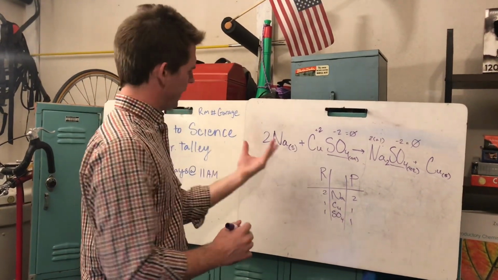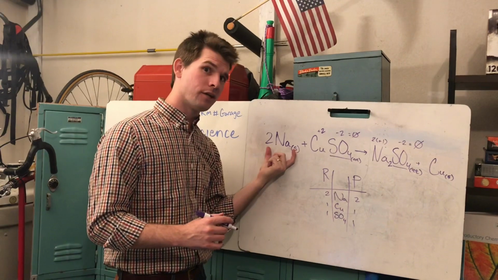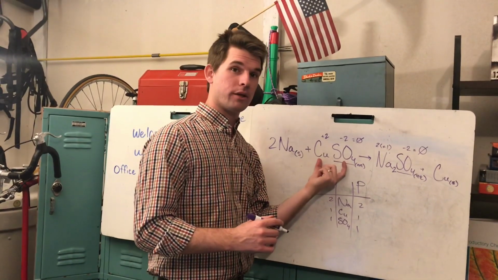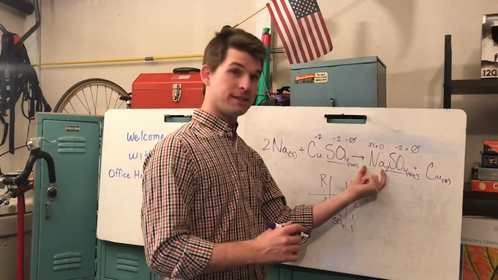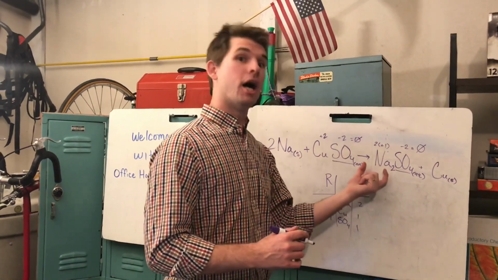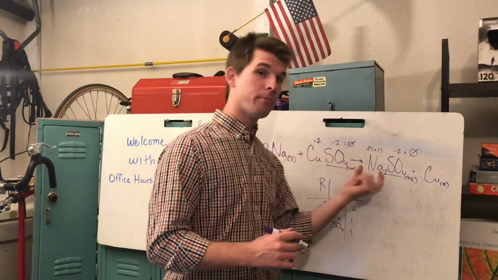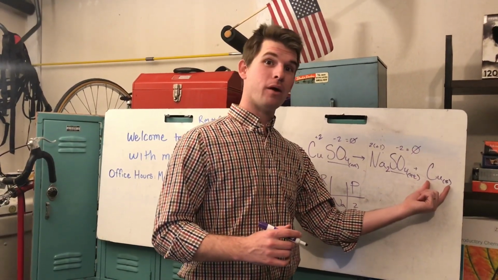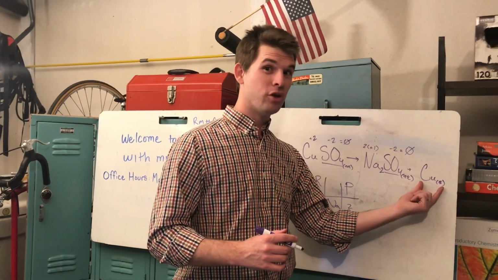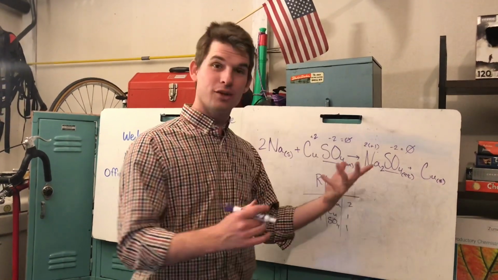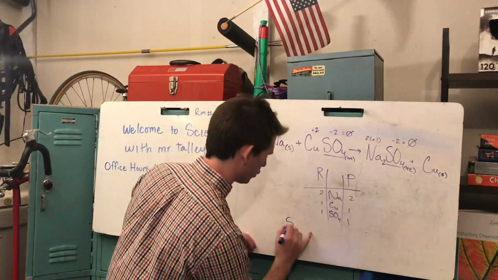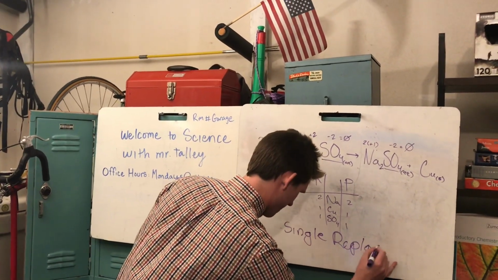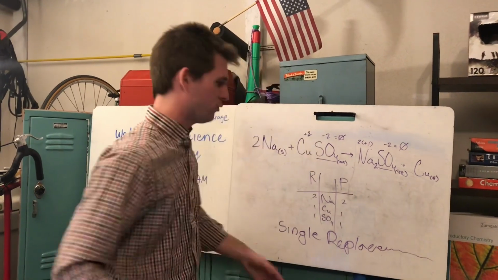The reaction type. Okay, well, let's think about it. We've got a single element by itself reacting with an ionic compound, and that single metal replaced the other metal, and now that element that got replaced is now single. So what do you think it's gonna be called? It's called single replacement.